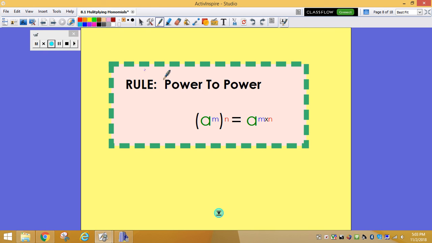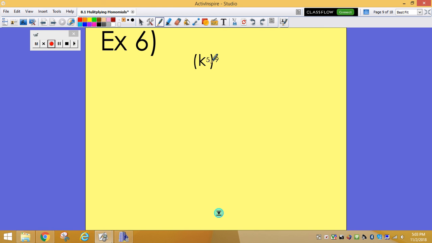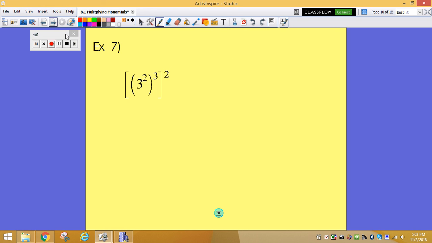Power to power means you're going to have an exponent inside the parentheses and an exponent outside of the parentheses. If that's the case, then we multiply them. So let me show you an example. Again, I have k to the 5th inside the parentheses and then it's to the 9th on the outside. So I'm going to leave my k as a k. And the rule is you multiply. 5 times 9 is 45. So that's going to be k to the 45.